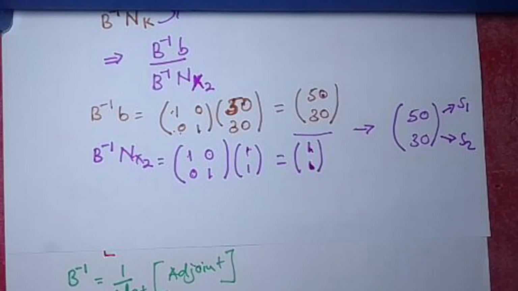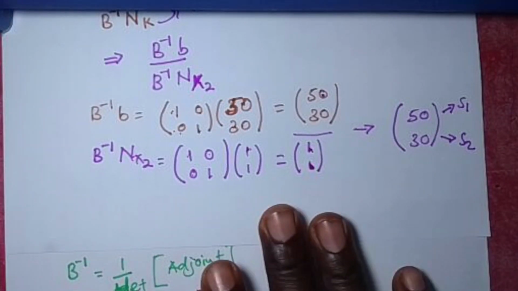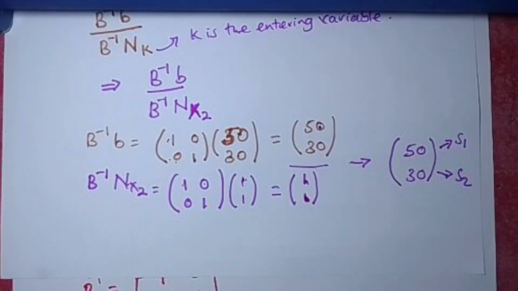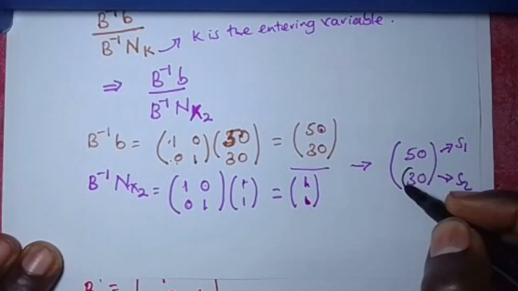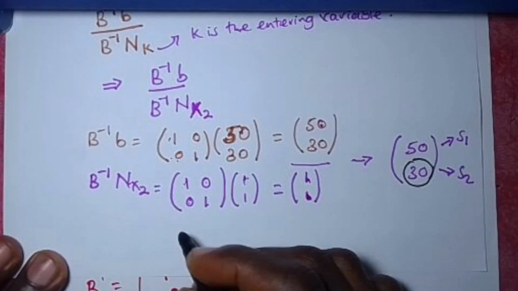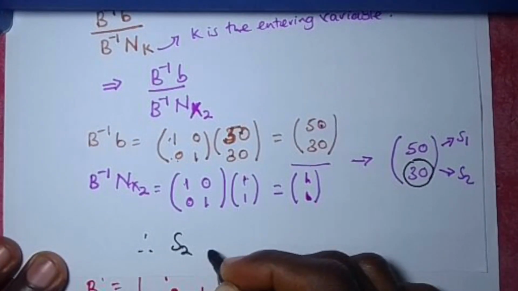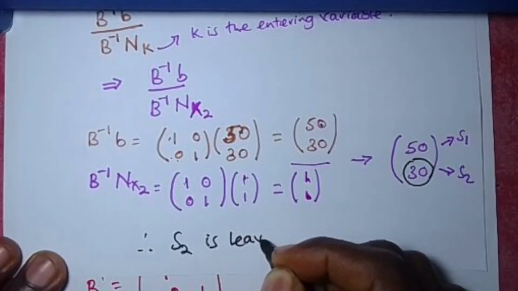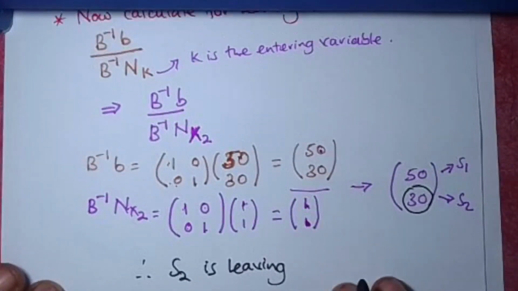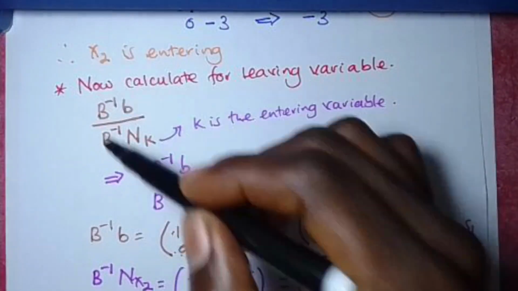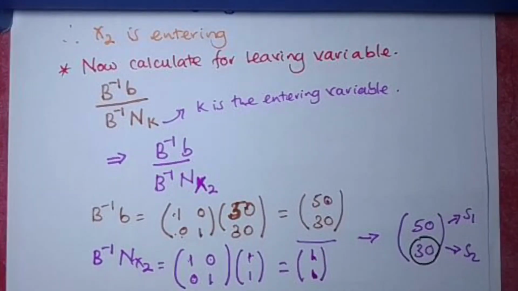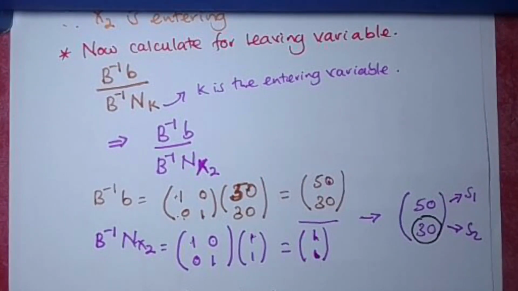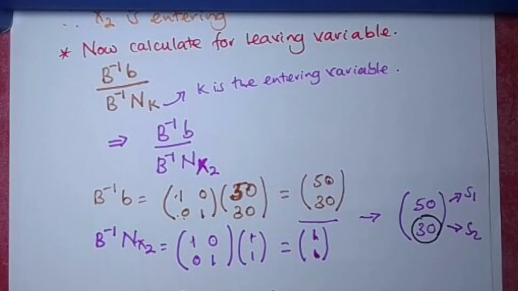Now you choose of those two values and choose which one is smaller. So the smaller value of this is obviously S2. So when you get the smaller value, you can conclude and say, since S2 is the smaller value here, therefore S2 is leaving. So you've got your entering variable is x2 and your leaving variable is s2. So using that knowledge, we are going to just swap where there is x2, we shall put there s2.